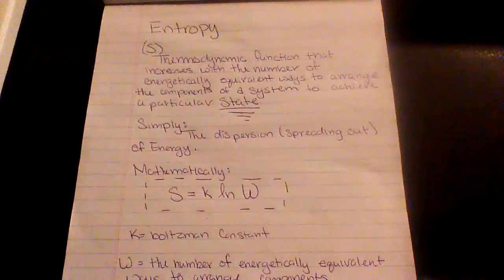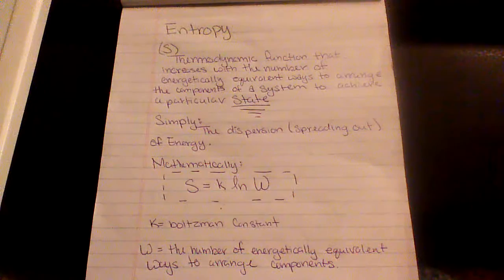Mathematically, we can look at entropy as the Boltzmann constant times the natural log of W, where W is the number of energetically equivalent ways to arrange components. And this arrangement isn't a sort of randomness or chaos, it's the disorder, and it's also ignorance because it's what we do not know.